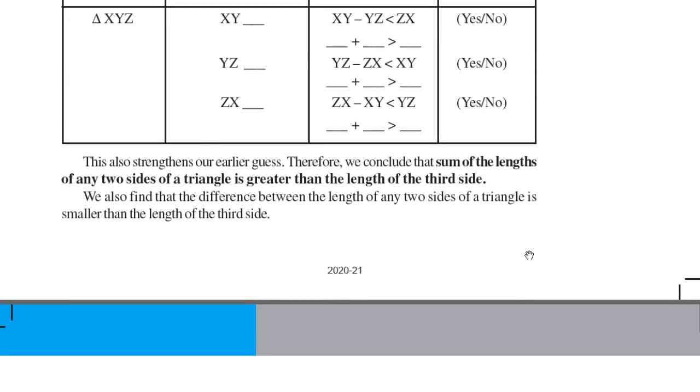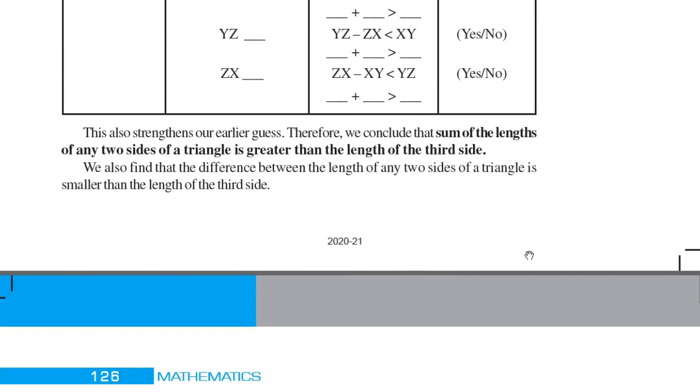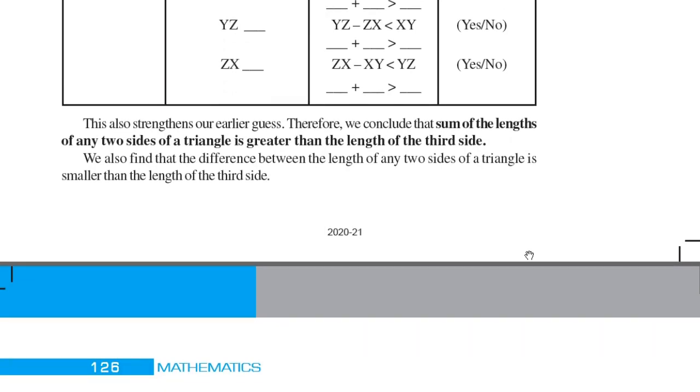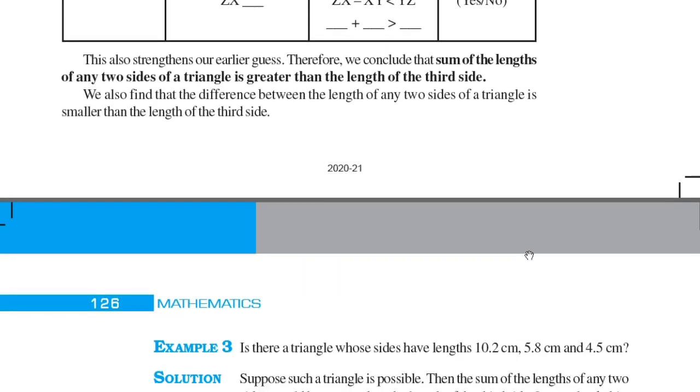Therefore, we conclude that the sum of the lengths of any two sides of a triangle is greater than the length of the third side. We also find that the difference between the lengths of any two sides of a triangle is smaller than the length of the third side.